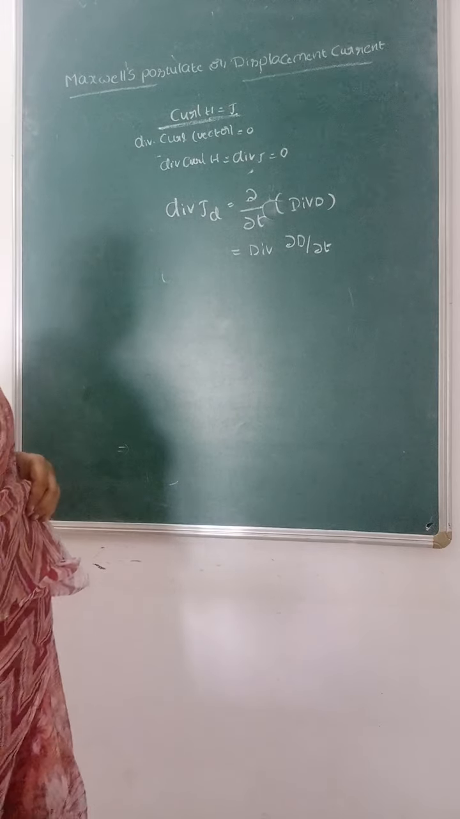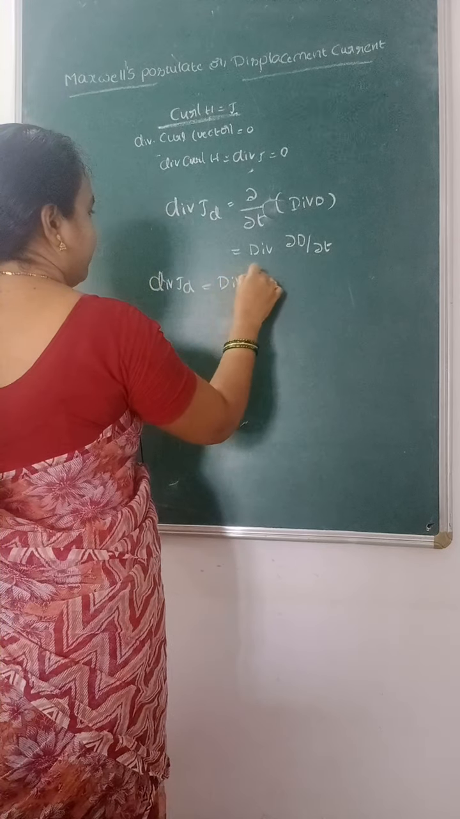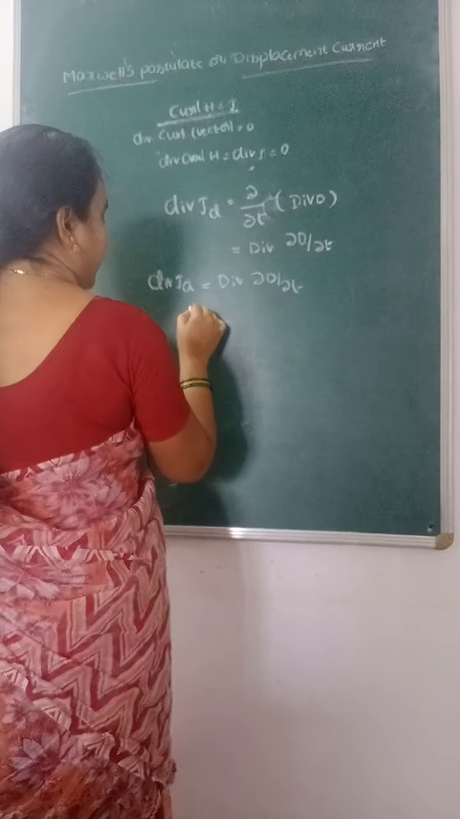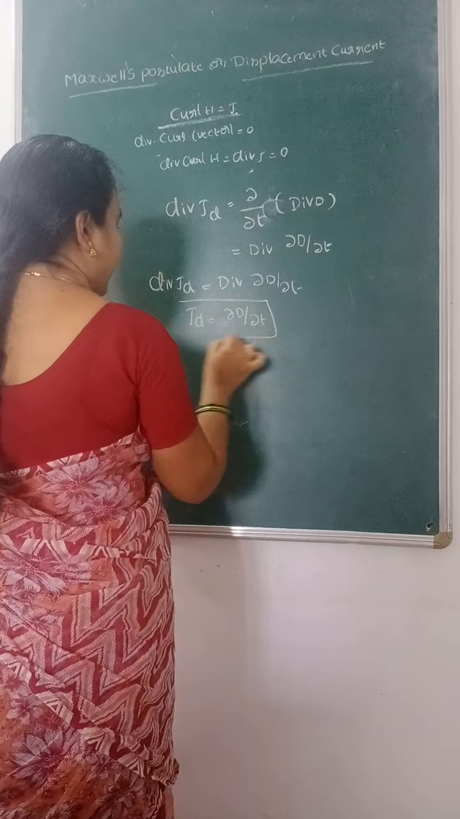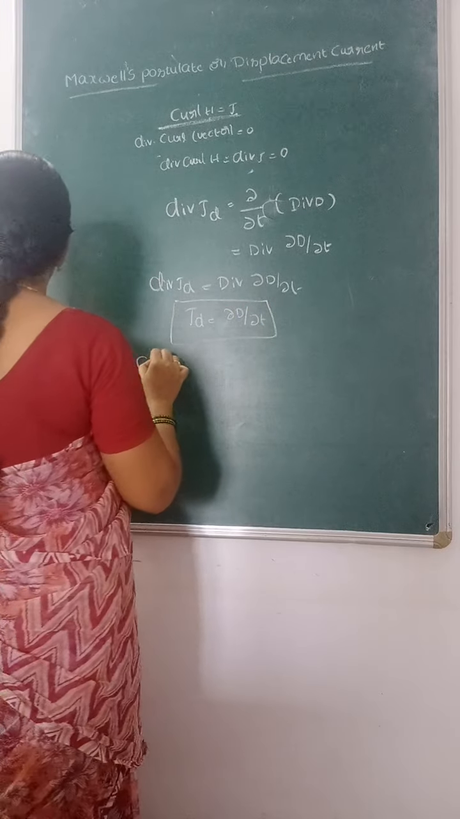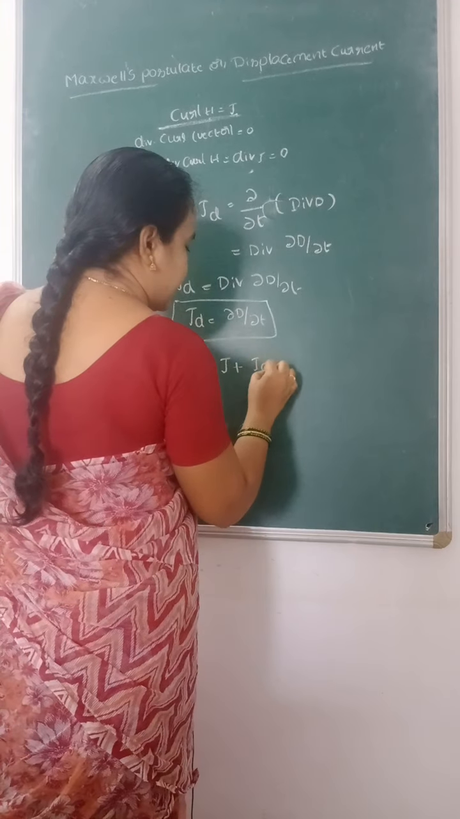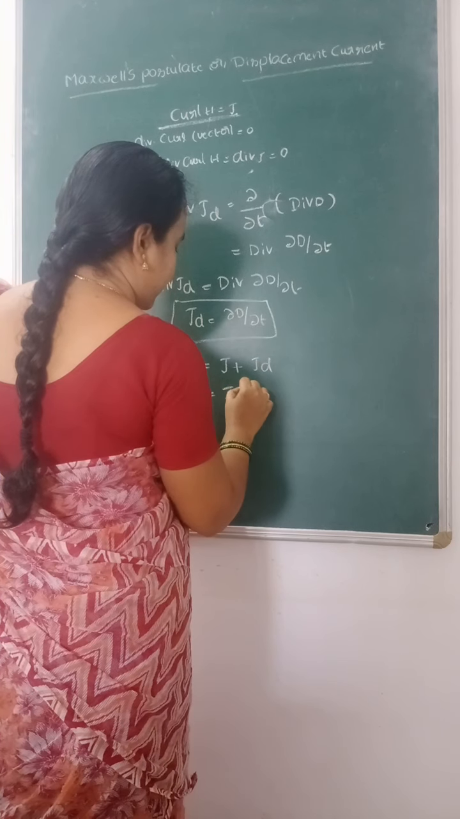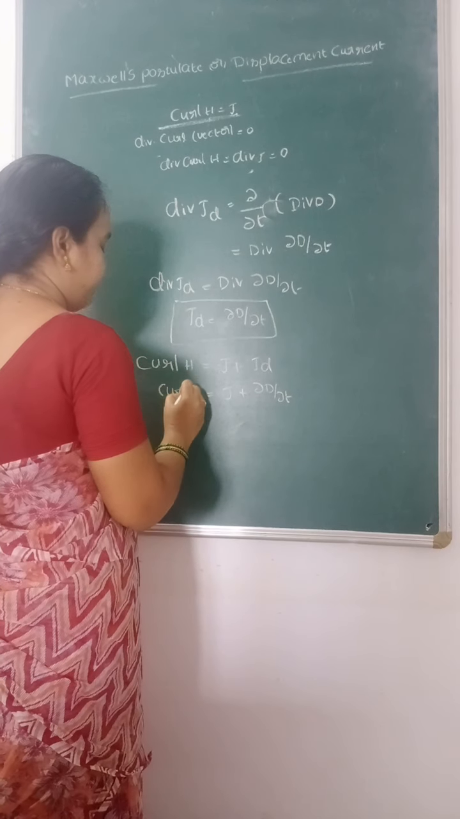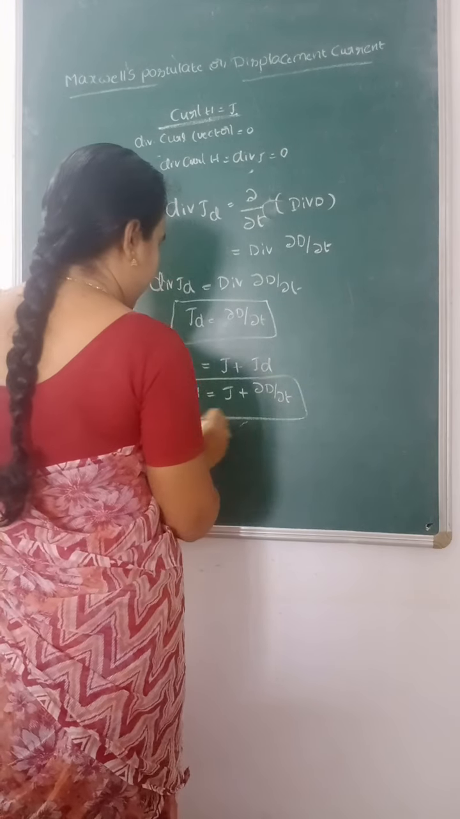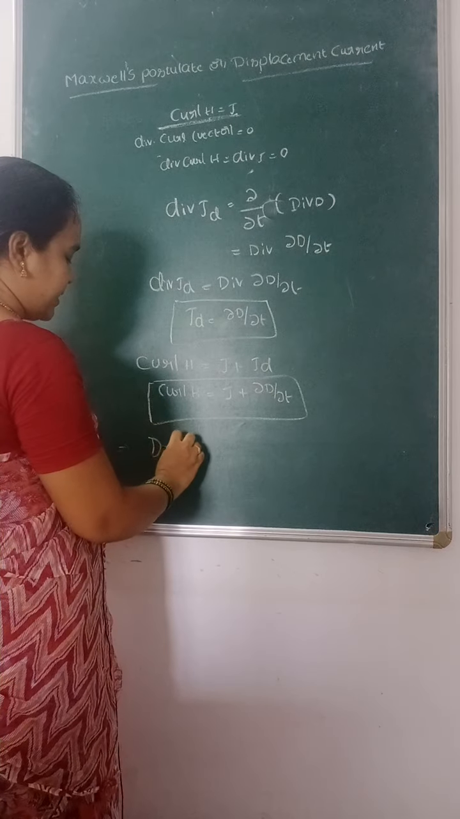Hence, divergence of JD is equal to divergence of dou D by dou t. Hence, JD is equal to dou D by dou t. So we have modified this curl equation, curl of H is equal to J. We have added another term, JD, that is, curl of H is equal to J plus dou D by dou t. So this is the modified Ampere's circuital law. This rate of change of displacement D is called displacement current.